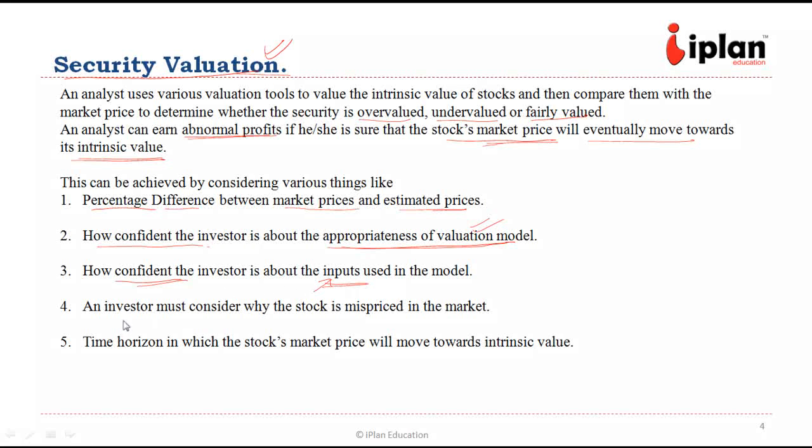Fourth, an investor must consider why the stock is mispriced. Once the mispricing has been found, there has to be a proper rationale for that. If the investor is not able to find the appropriate reason for mispricing, then the valuation model may be incorrect. And finally, the time horizon in which the stock's market price is expected to move towards intrinsic value should be in sync with the investor's expectation. Suppose the investor expects that within a month the market price will converge towards intrinsic value, then he can take a position for a month. Now let us look at various valuation models.